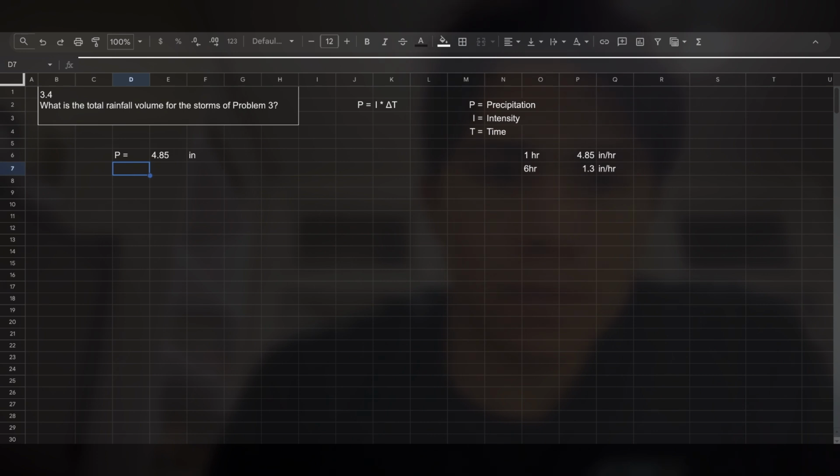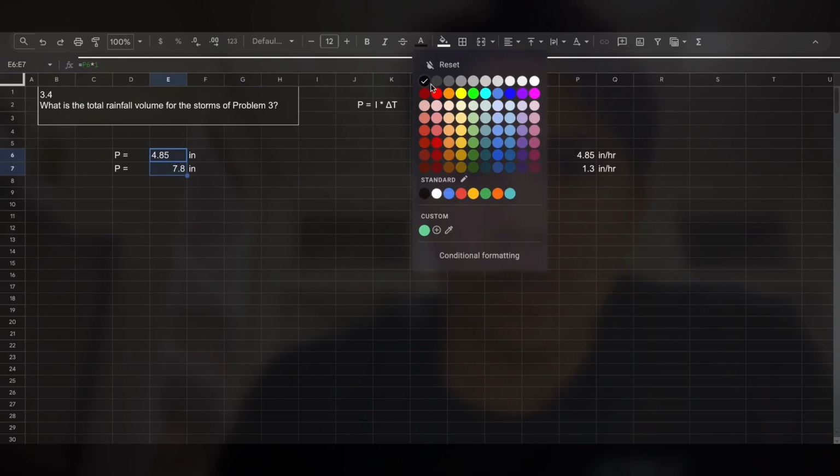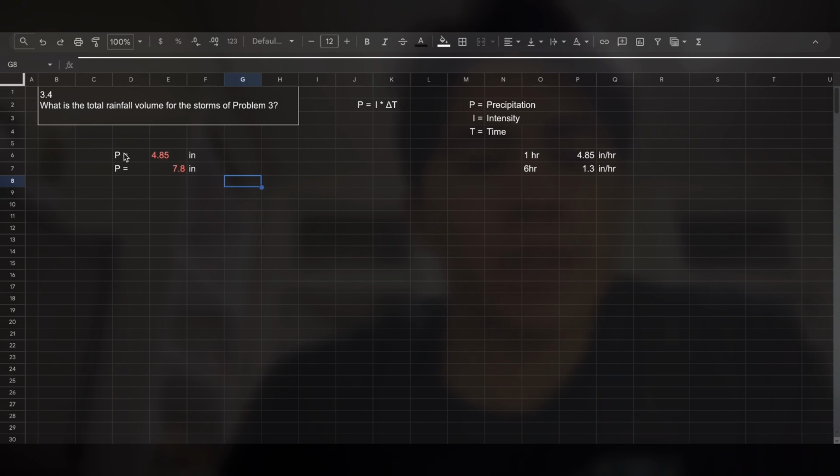Now for the second storm, we have the intensity, which is 1.3 times the time, and our storm is 6 hours, so it will be times 6, and that will give us 7.8, also inches because it's inches per hour times hour. So these are the solutions for this problem. Precipitation of a 1 hour storm according to the IDF curve would be 4.85 inches, and for a 6 hour storm would be 7.8 inches.